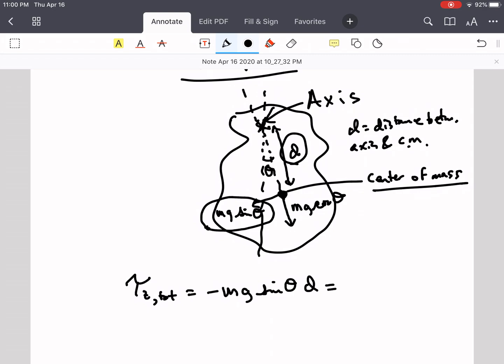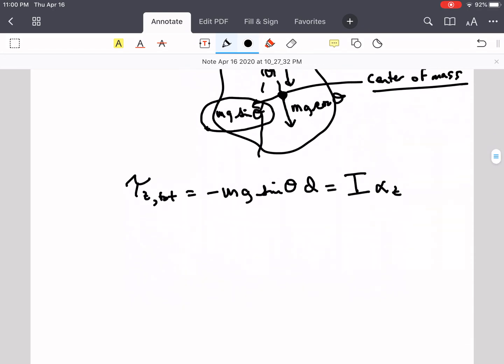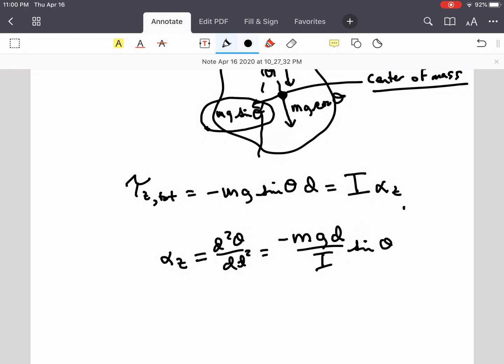And that is simply equal to the moment of inertia I of the object times alpha z. So again, I'm going to solve for alpha z. Alpha z, which is d squared theta dt squared, is equal to negative mgd over I times sine of theta. And this now looks identical to the regular pendulum, the simple pendulum. The only difference is instead of having root g over L, I have mgd over I.